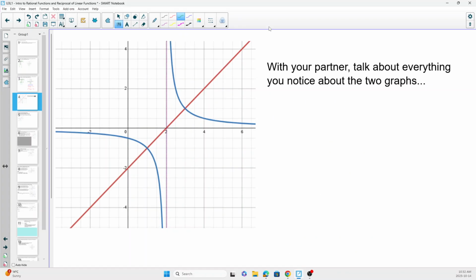So here we have the original function. The red line is our f of x equals x minus 2. And then the blue line is our g of x, which is 1 over f of x, which is 1 over x minus 2. So we've got this reciprocal function and the original function graphed on the same Cartesian plane so that maybe you can see what you notice about the two graphs.